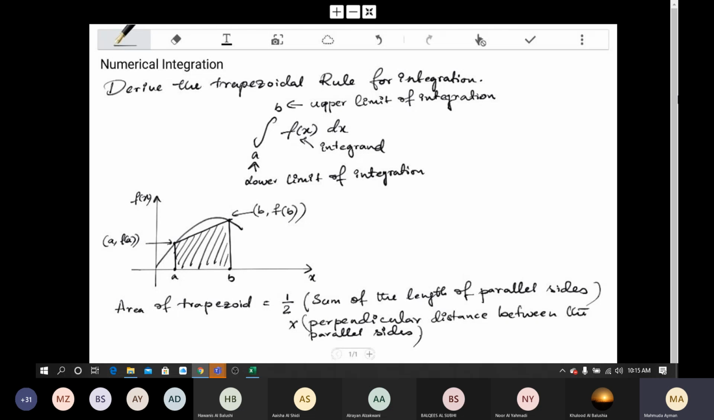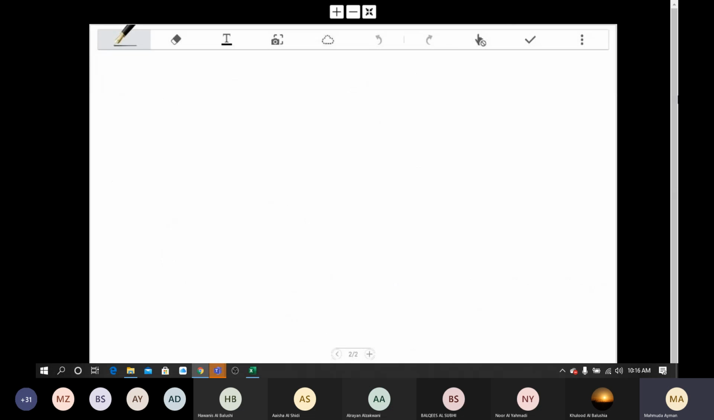Now, if you write them down, what would be the sum of the lengths of the parallel sides? Here, you know that this is the length, right? So from A until f(A), the point here, this is the length at A, and this is the length at B. So the length is exactly here, which is f(A) for A, and the length at B is here, which is f(B). I hope you are understanding whatever I'm doing. If you do not understand, please let me know.